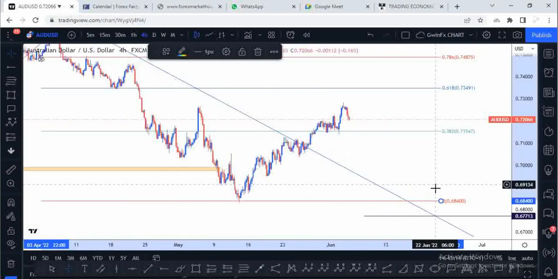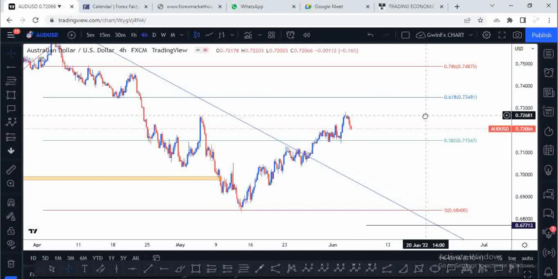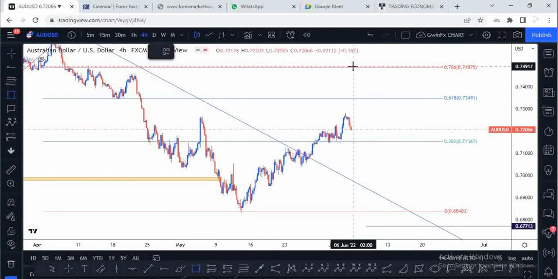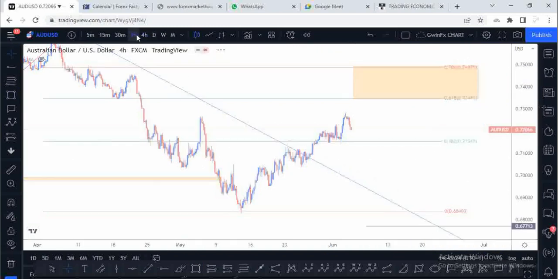All right, however, if we go down to a 1-hourly time frame, first I want to highlight this point here. I want to look at the whole of this area here. So let's go down to a 1-hourly.